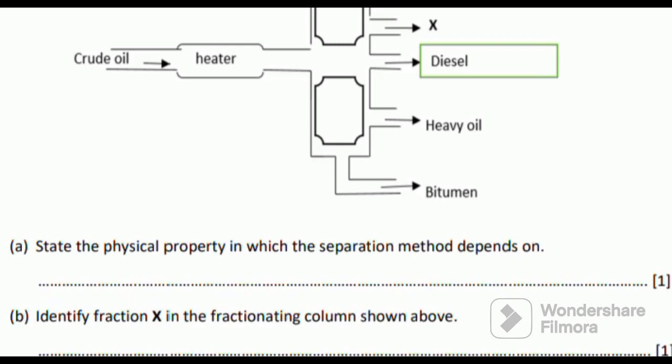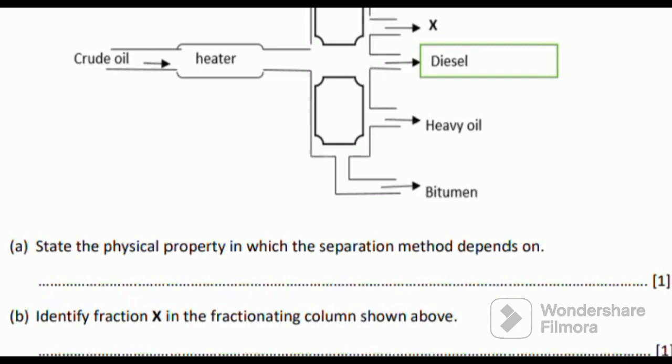Okay, question B reads, identify fraction X in the fractionating column shown above. You should know how these fractions are arranged according to their boiling points. So on top there, it's petroleum gases followed by petrol, and X is called naphtha, or you can also call it naphthalene.